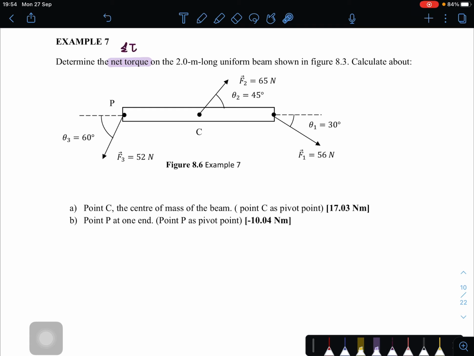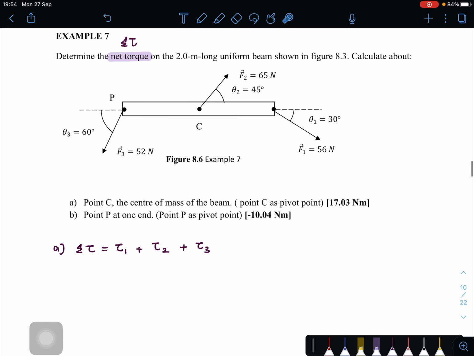Okay, so now we have 3 points where there is a force applied. So here point 1, point 2 and point 3. So now we know that the sum of the torque is equal to torque on point 1 plus torque on point 2 and then torque on point 3. So now depending on the pivot point, we need to identify where it will be equal to zero.